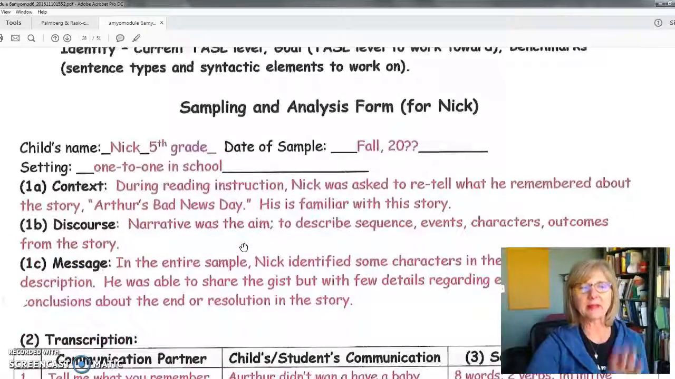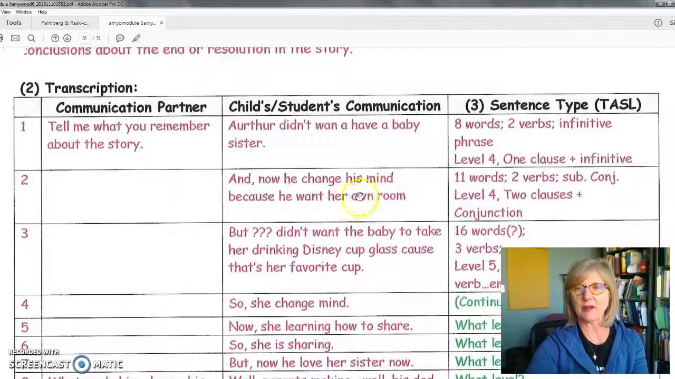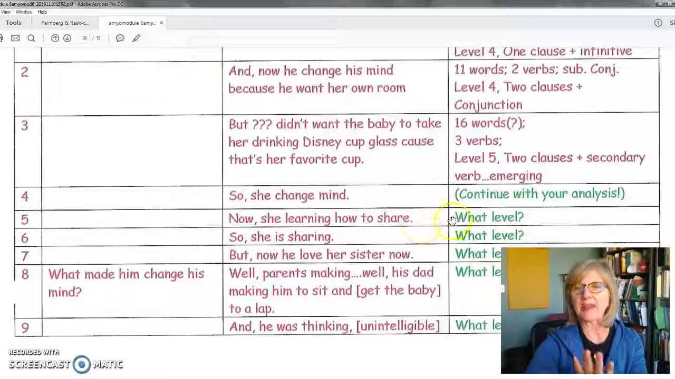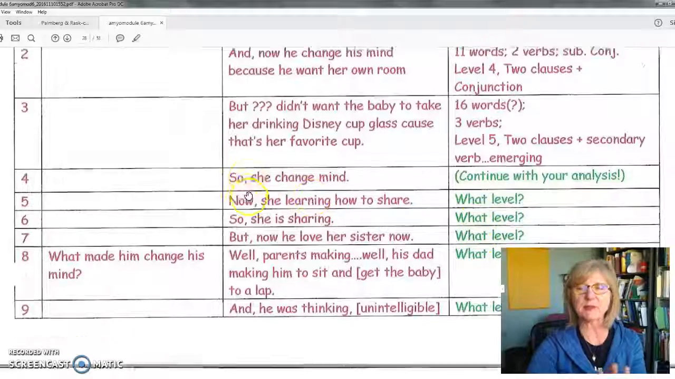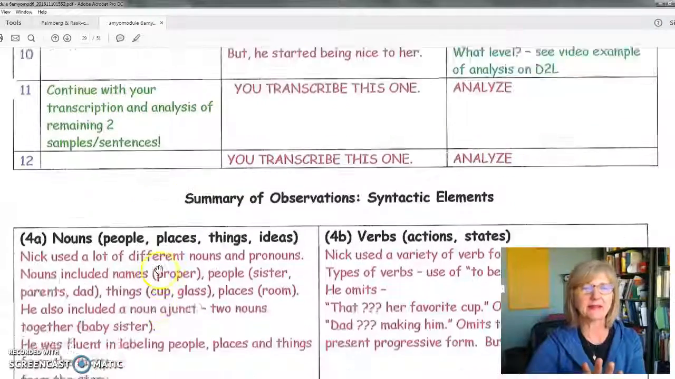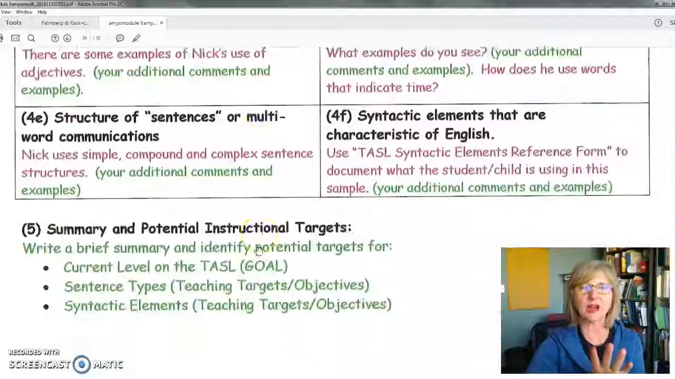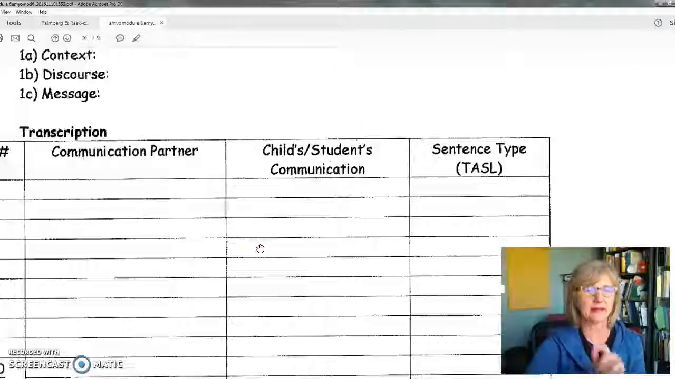This is Nick's sample. I give you some information on Nick. I start from the video and I do the analysis. I give you the opportunity to do some analysis. I want you to finish the last 2 and analyze. And then I want you to fill in some more. So this is your guide for the Summarize.